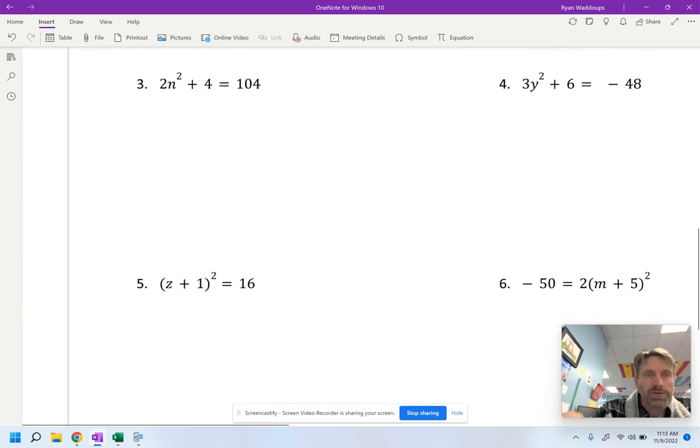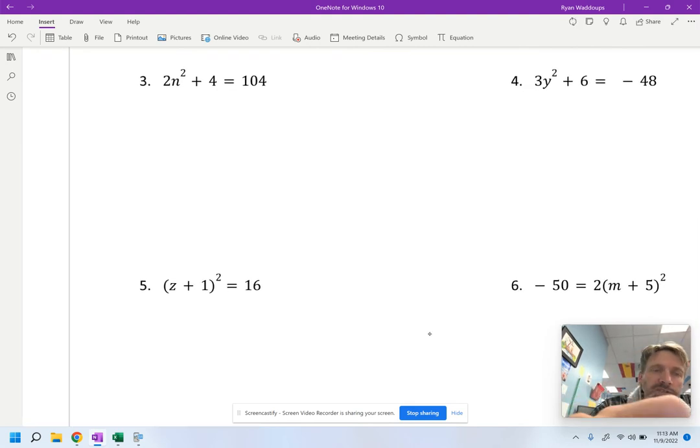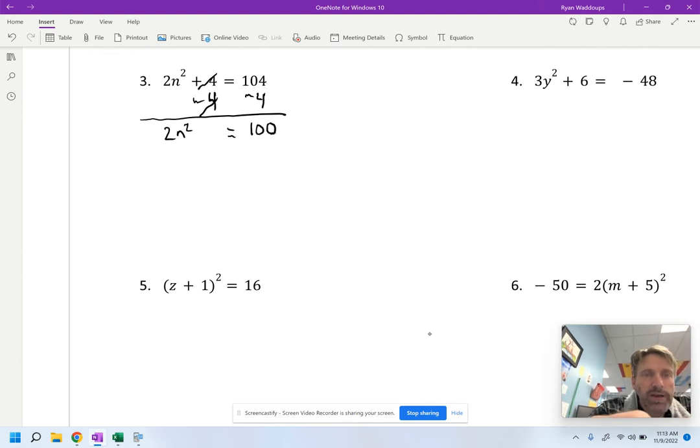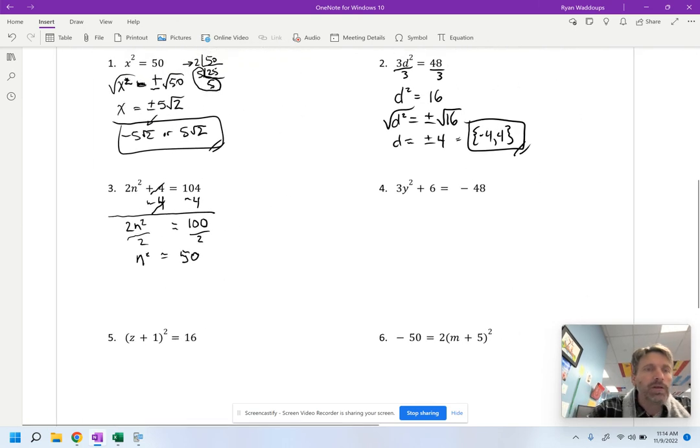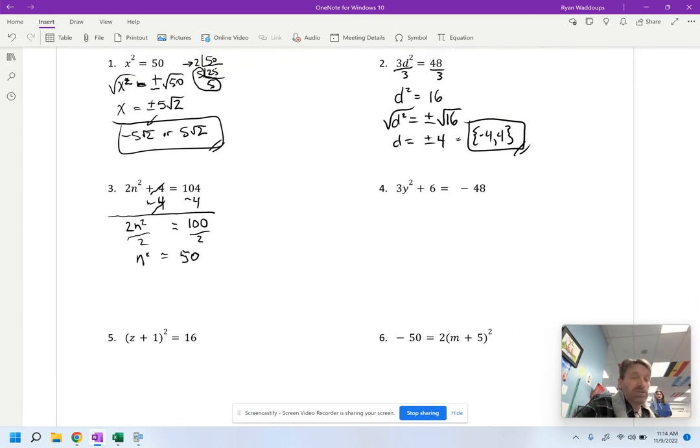All right, let's go to number 3. I'm going to subtract 4 from both sides. That cancels, and I get 2n squared equals 100. Again, what I'm trying to do here is isolate the squared part. So I've got n squared. I want to get that alone. So I divide by 2. N squared then equals 50.